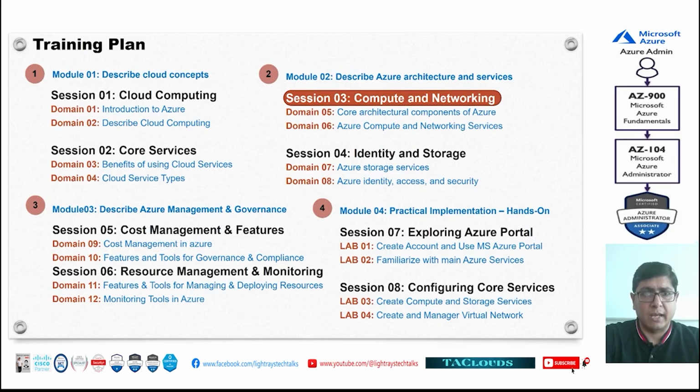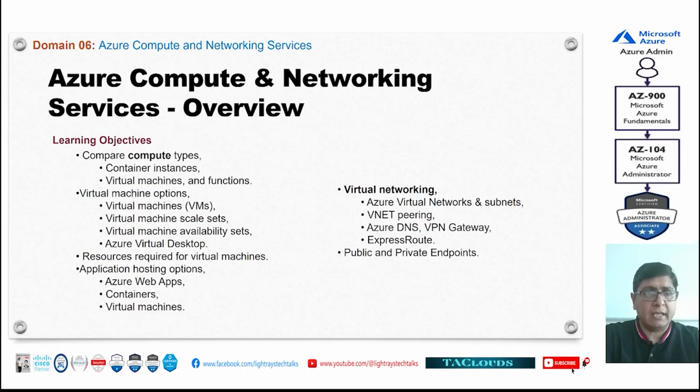Like we have the second module. First, we understood the core architectural concepts, physically and logically. And now we will be going specifically to the resources in domain 6, Azure Compute and Networking Services. In this session, our objective will be to understand compute and networking, two main topics. Inside these main topics, we will be discussing different compute types and different networking types.